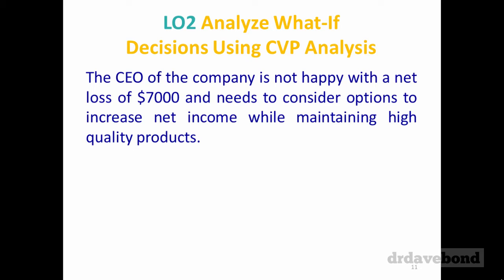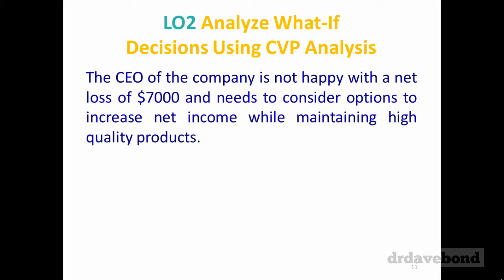So we look at this. The CEO of this company looks at this and is not happy with the net loss of $7,000. Not surprising. And thinks about what sort of options are available to increase net income, I would say while maintaining high quality products. The high quality products is a separate part of it. I suppose at the base of it, what do they want to do to increase net income?